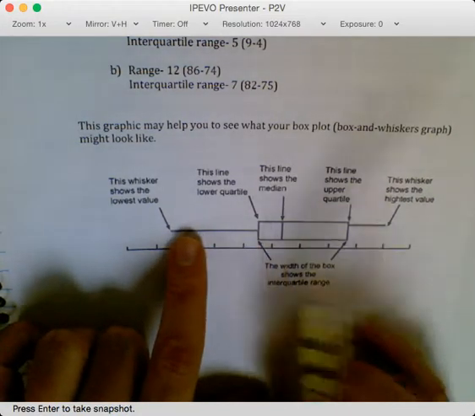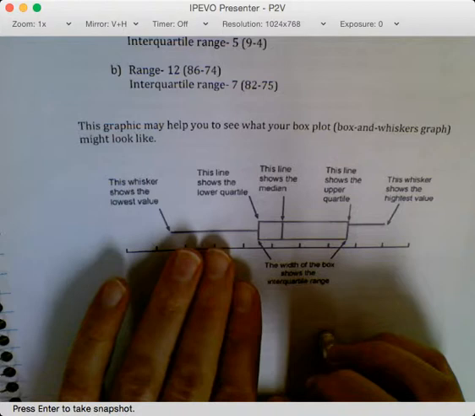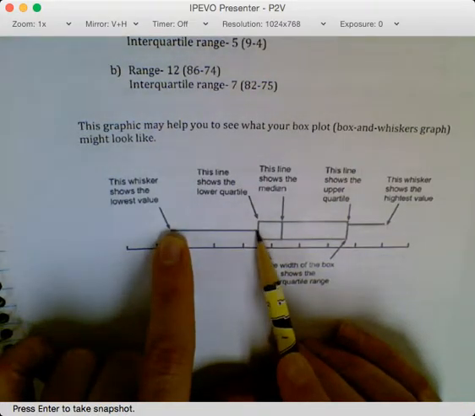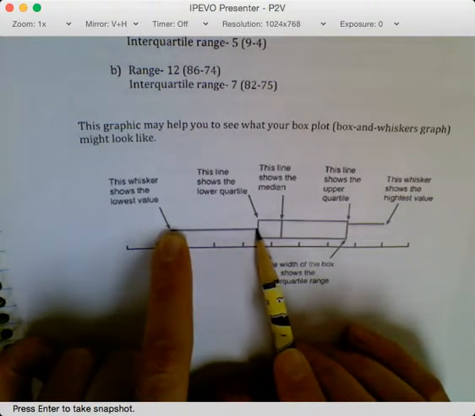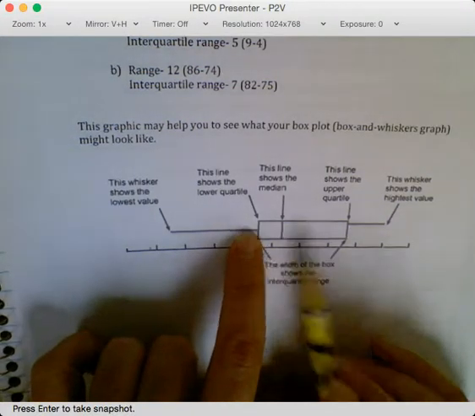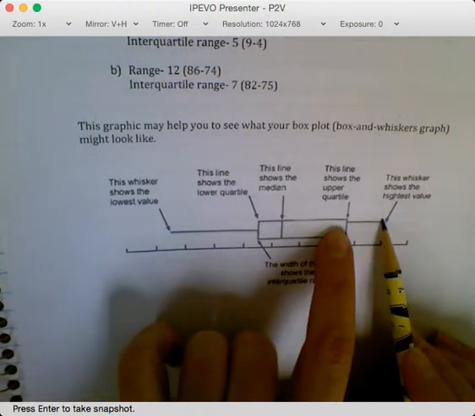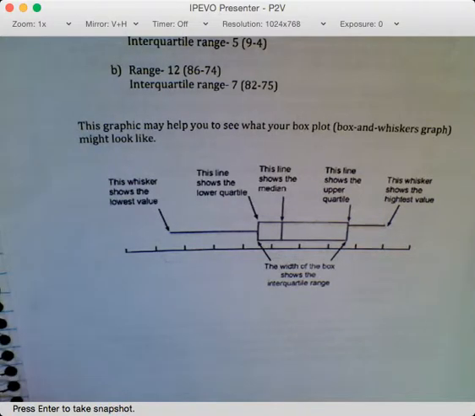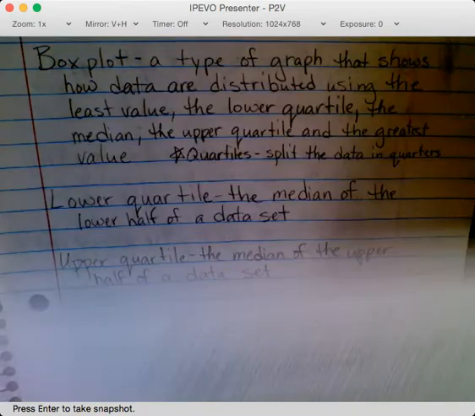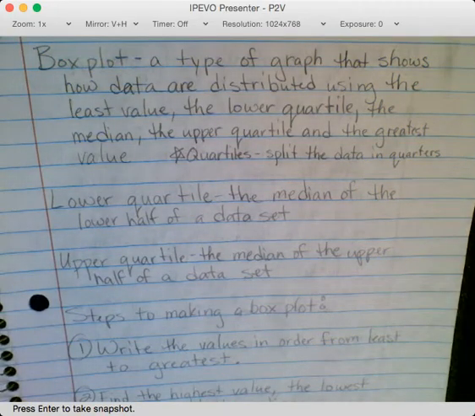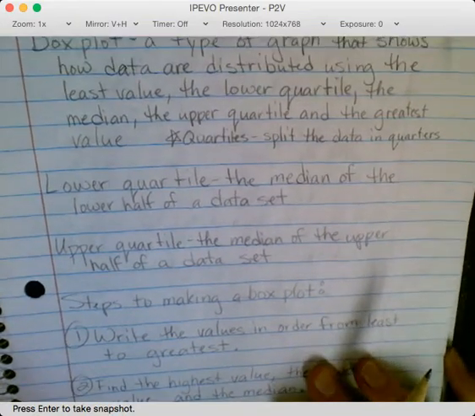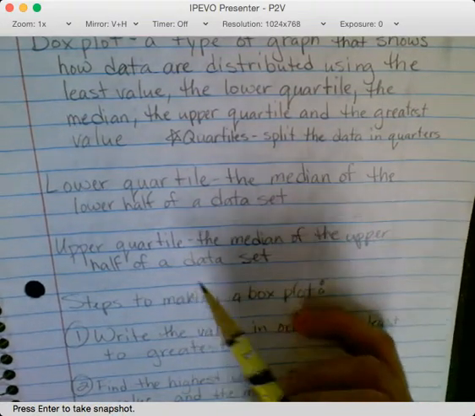So if you look at this as a whole, this is 1/4 of the data. This is 1/4 of the data. This is 1/4 of the data, and this is 1/4 of the data. So that is splitting it into 4 pieces, which are quarters. So think about a quarter as part of a quartile. So the lower quartile is the median of the lower half. The upper quartile is the median of the upper half.